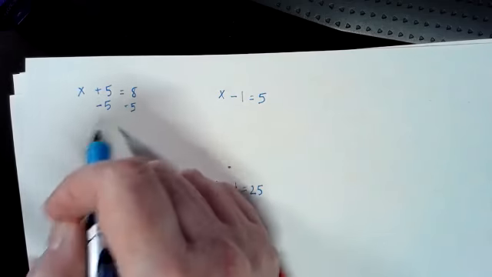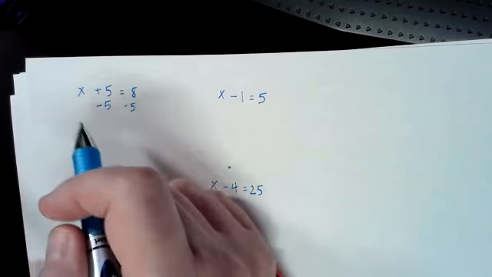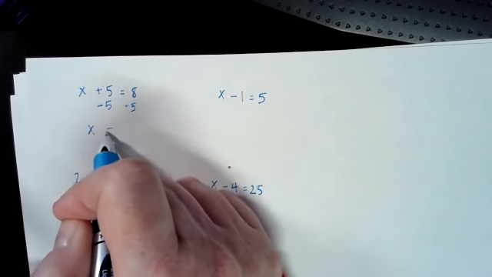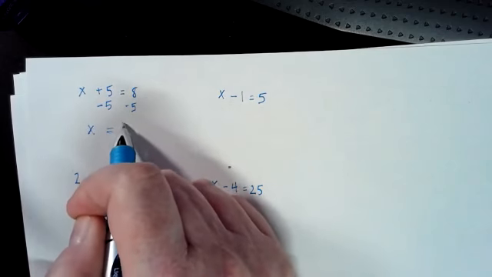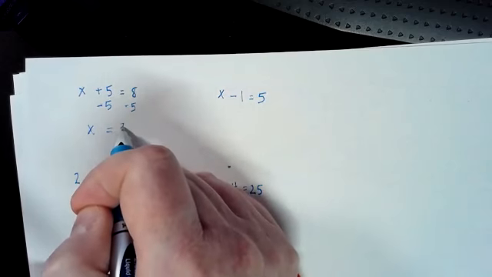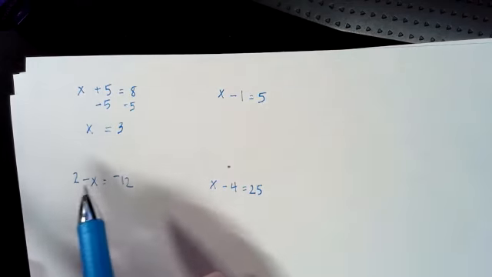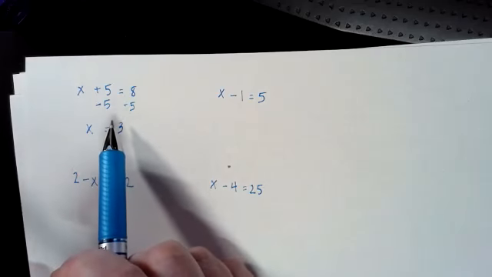Now, 5 minus 5 is 0. So these are gone. Bring down your x. Bring down your equal sign. And then 8 minus 5 is 3. Now, we already knew that that was correct, so we did it correctly. And this is just the process you go through.